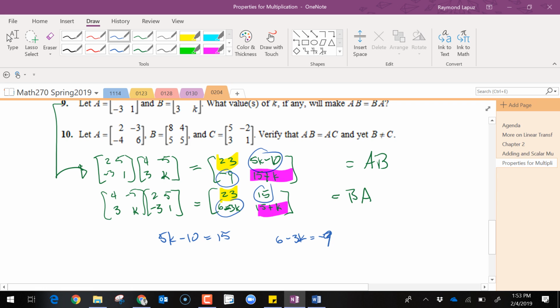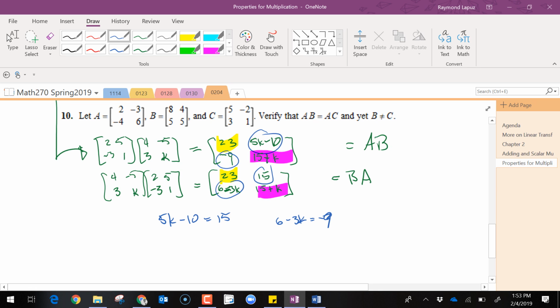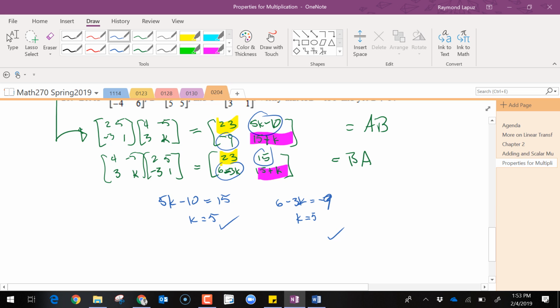And since we're only solving for one variable, we hope that we'd actually get the same values here. Otherwise, it'll not work. So what is it? K is equal to 5. And if we do that over here, it's 5. Okay, so if K is equal to 5, then this becomes commutative.